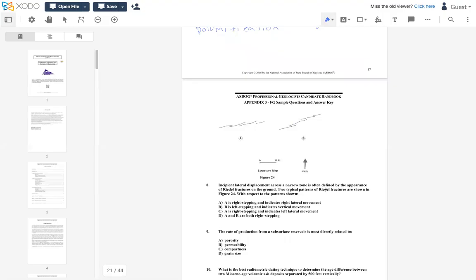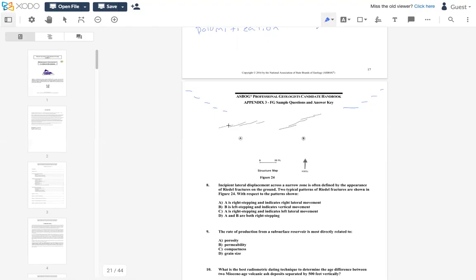Okay, so Riedel shears, also known as R shears. Let's talk about what it means to be right stepping or left stepping. Here in the corners of this page, I'm going to write: right stepping en echelon faults go in this direction, whereas left stepping go in this direction. Hopefully that visual helps. Let's determine which direction each of these are stepping.